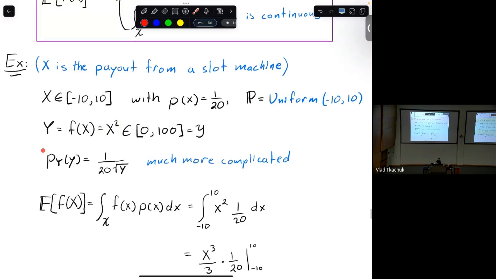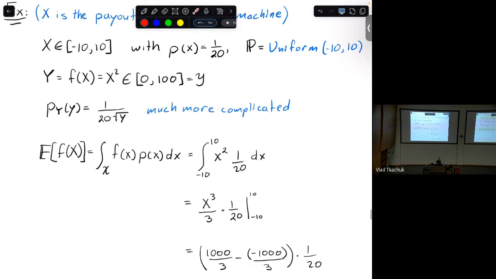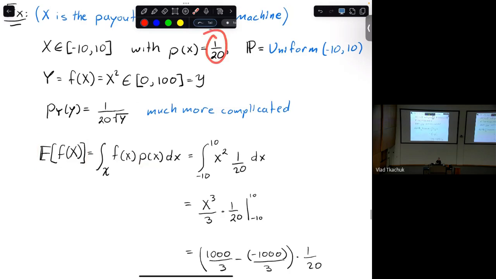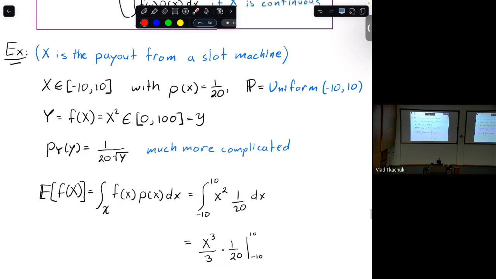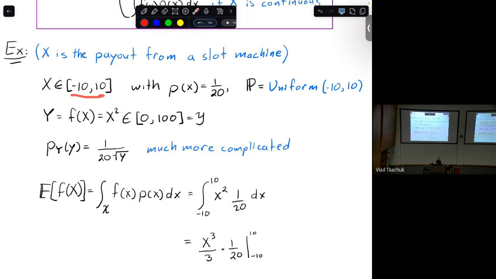And remember, I said that this is the much more complicated thing. This is the actual PDF of y, since y is a continuous random variable. I bet it's complicated. Turns out we don't need it at all, because if you do the calculation, which I show below, and calculate the expectation using the formula above with just the original PDF, which was the uniform one, you get 33.33. That is the average amount you're going to get if your random variable is x squared and x takes values in this range.